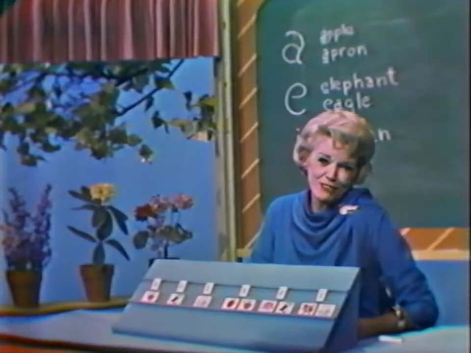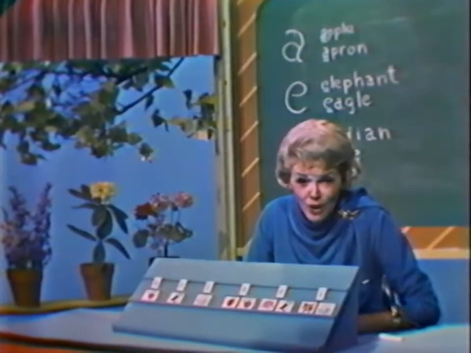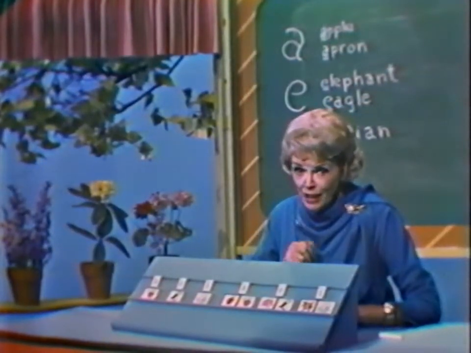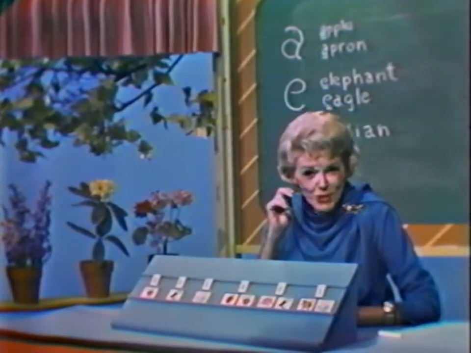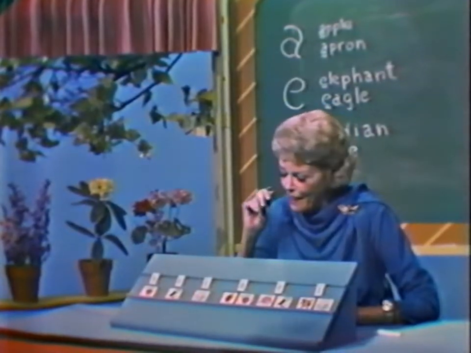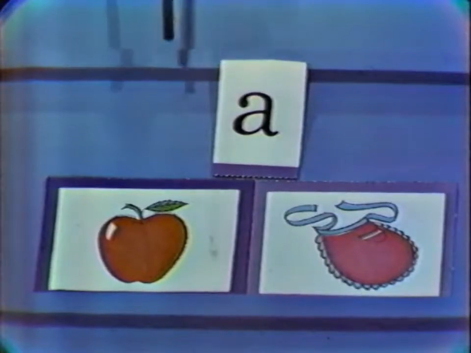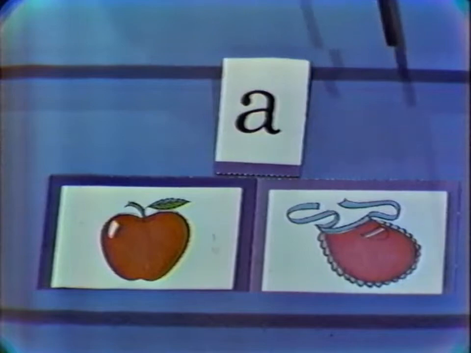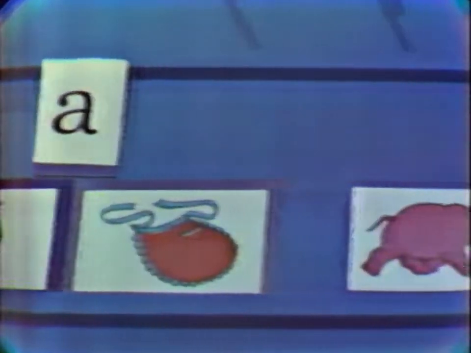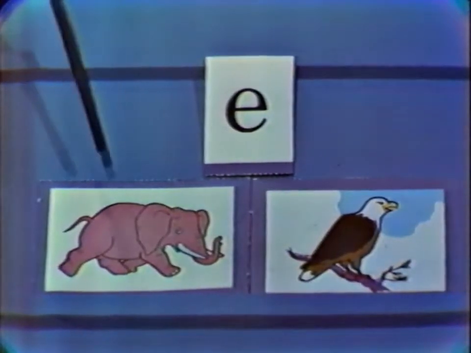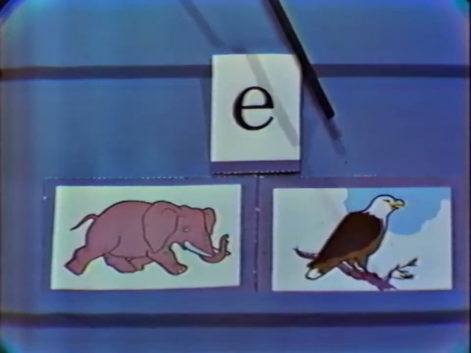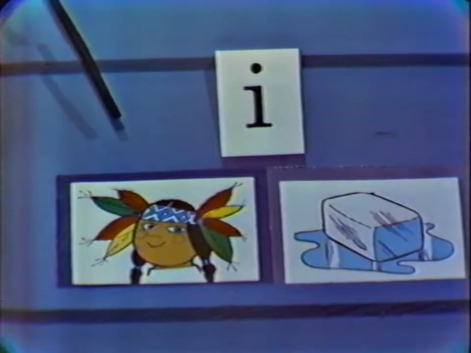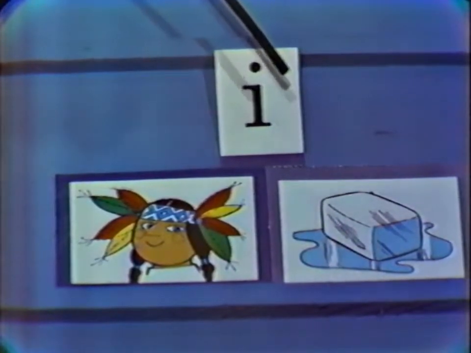Now, since these different vowel sounds are so important, let's practice them. You follow me and see if you can say the two sounds for each vowel before I can. The letter A, apple, A, apron. The letter E, elephant, and E, eagle. The letter I says Indian, and I, ice.